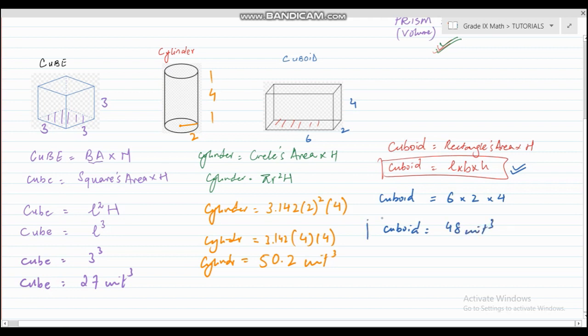So there you have an idea how you can calculate prisms, the volume of a prism.